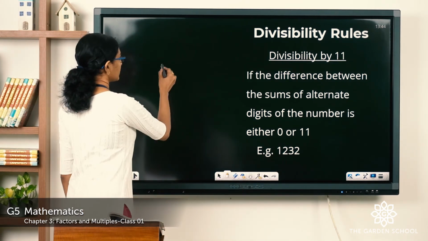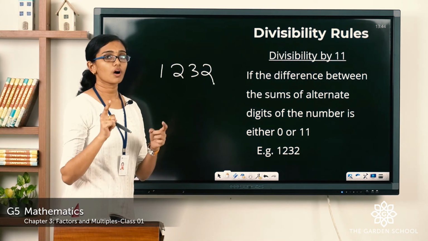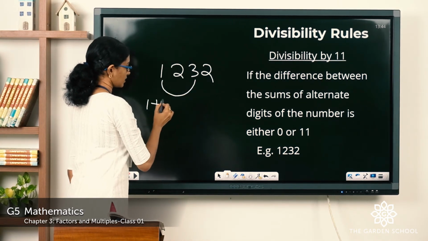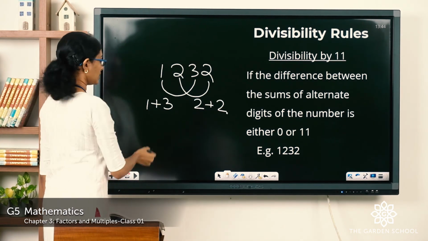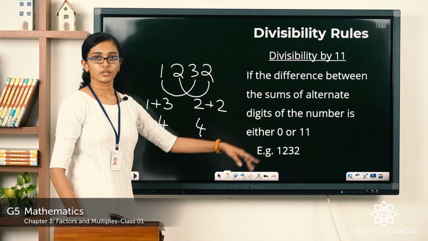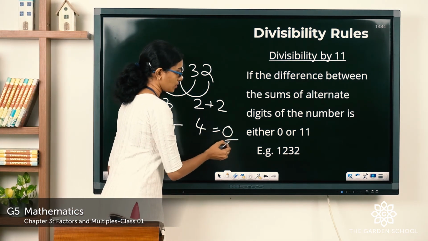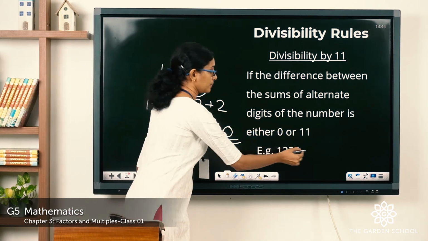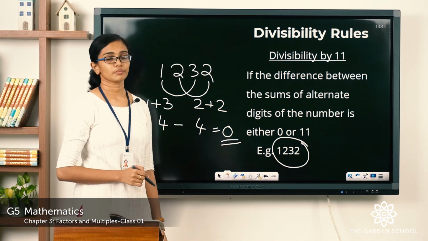You have the number here, an example, 1232. The difference between the sums of alternate digits: these are the alternate digits, 1 and 3, and 2 and 2. The sums of alternate digits: 1 plus 3 is 4, 2 plus 2 is also 4. Difference between the sums of alternate digits: it's 4 minus 4. What is it? It is 0. So, if that difference is either 0 or 11, then the given number 1232, or any other number, will be divisible by 11.